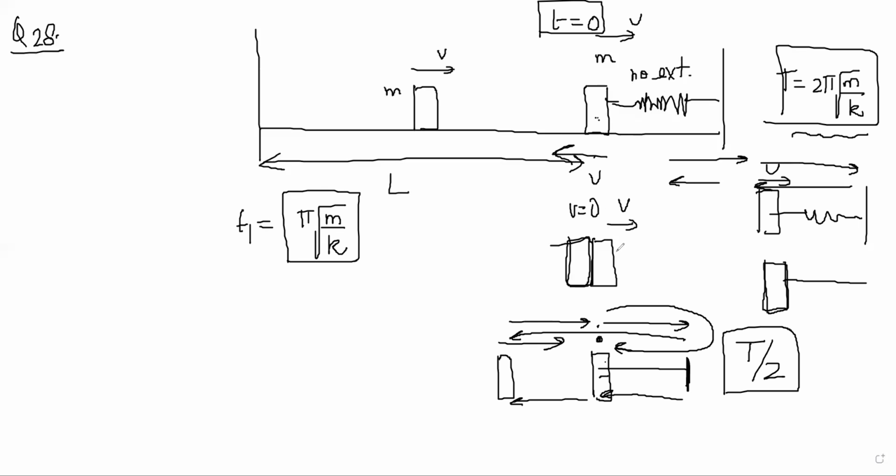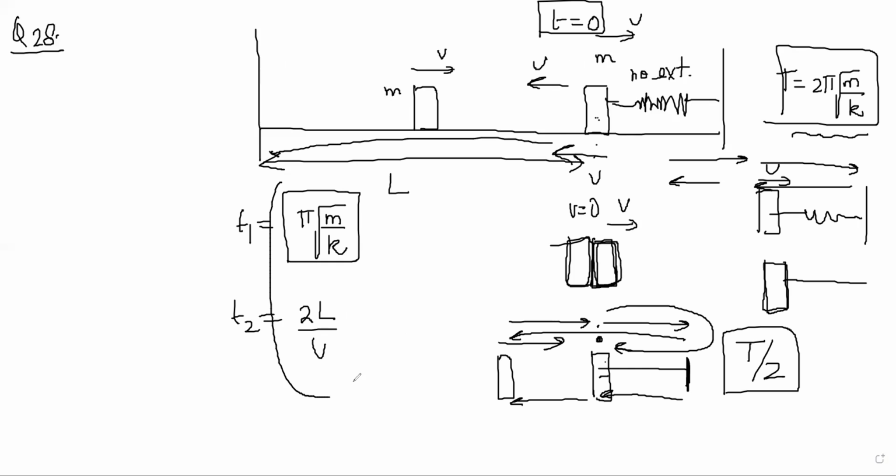So when it collides back, the first block again goes back with v, and this one suddenly comes to rest now. It will come here in time L by V and come back here in time L by V. So T2 is basically 2L by V. And then the second collision happens. So in this much time, from first collision to second collision, the situation is a repeat of the first case.